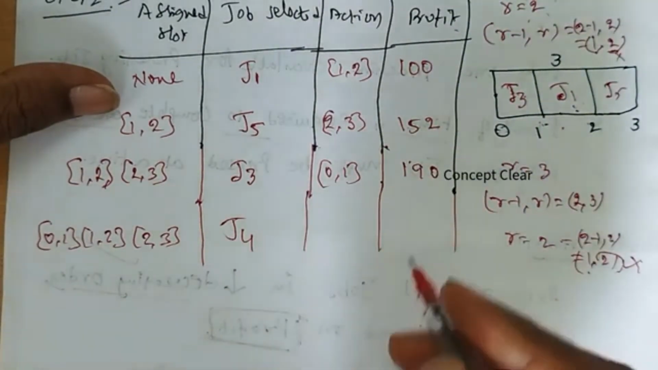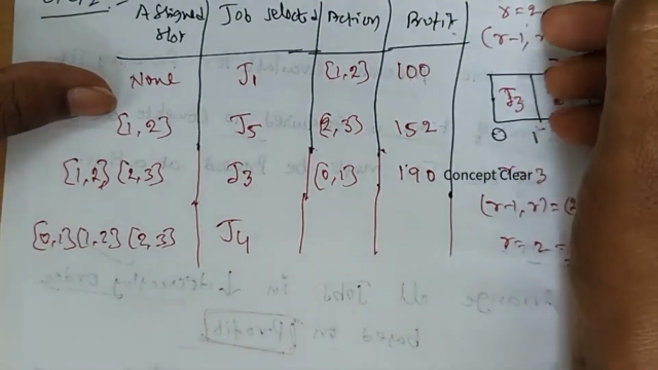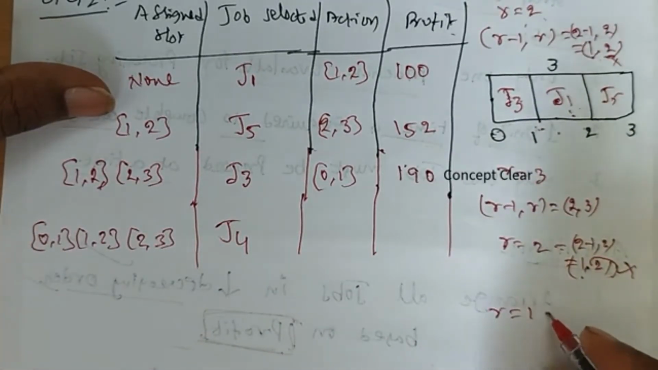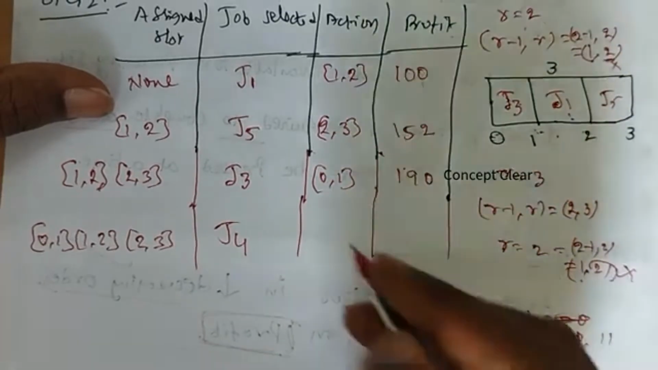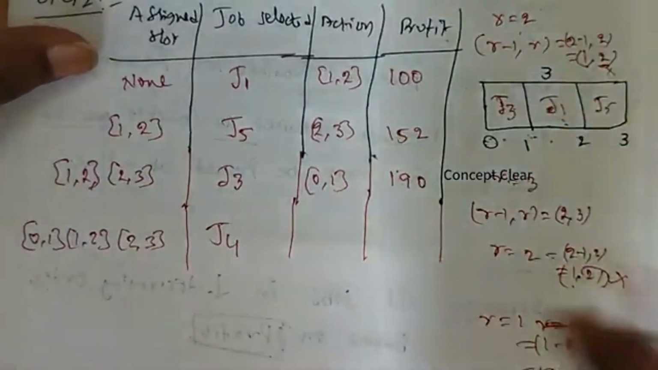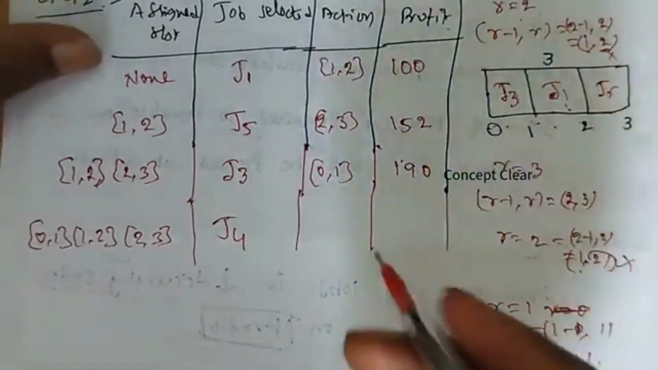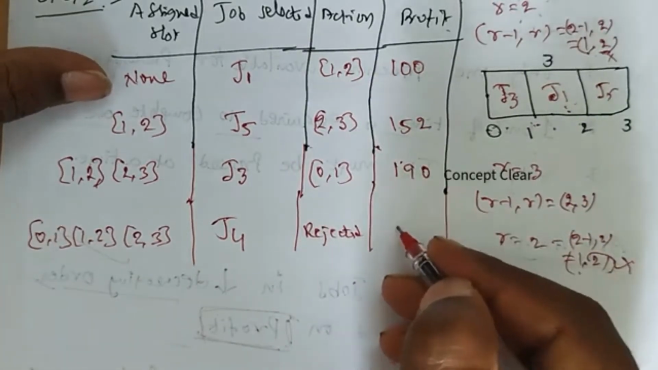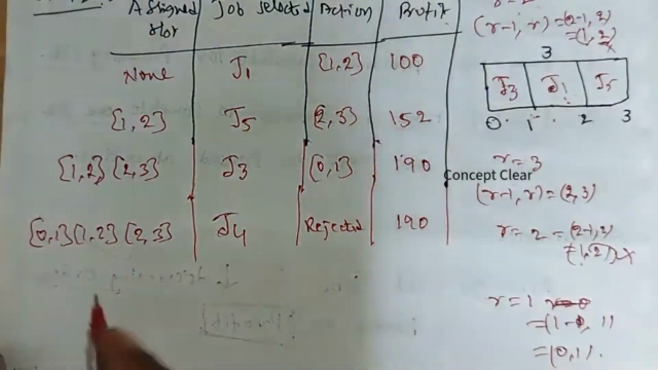Next, the fourth one is 27, J4. The profit is 27. What is the deadline? It is 1. So R minus 1 equals 0, that equals 1 minus 1 comma 1. What about the 0 comma 1 slot? The slot is already filled. Is there any previous slot? There is no slot, so there is no space to place. So it is rejected. Profit is also not considered, so we write the same profit. J4 is rejected.